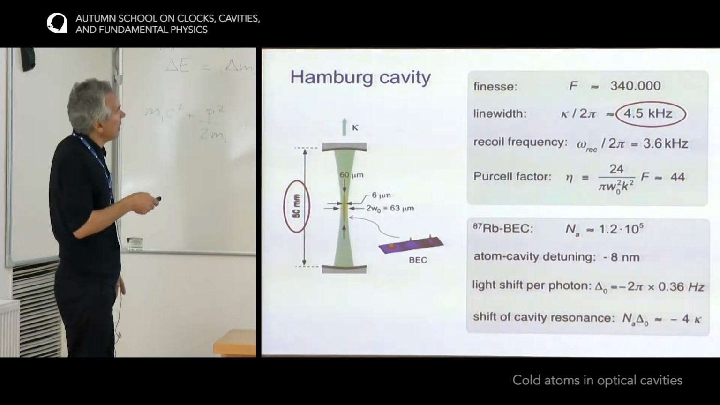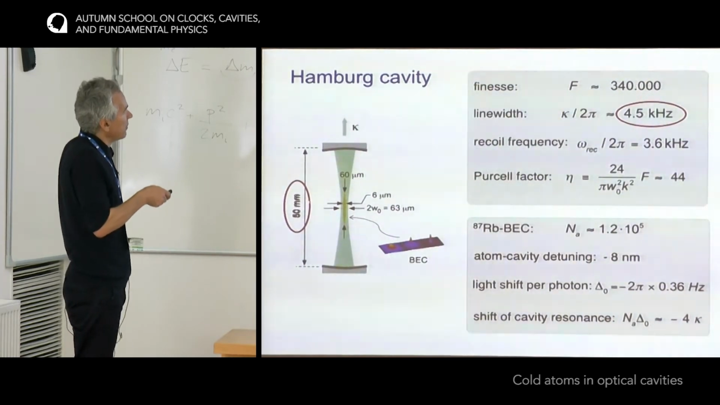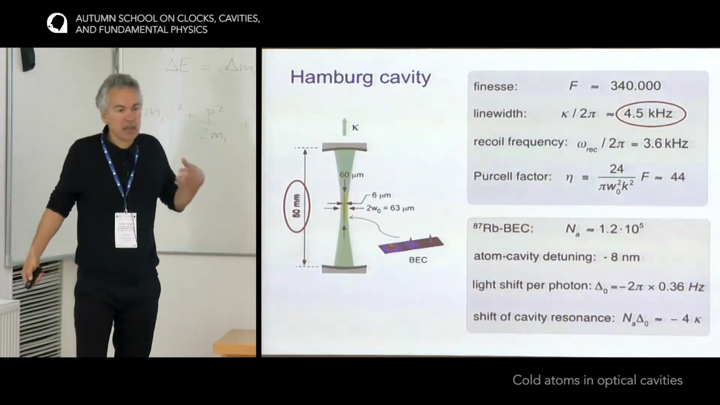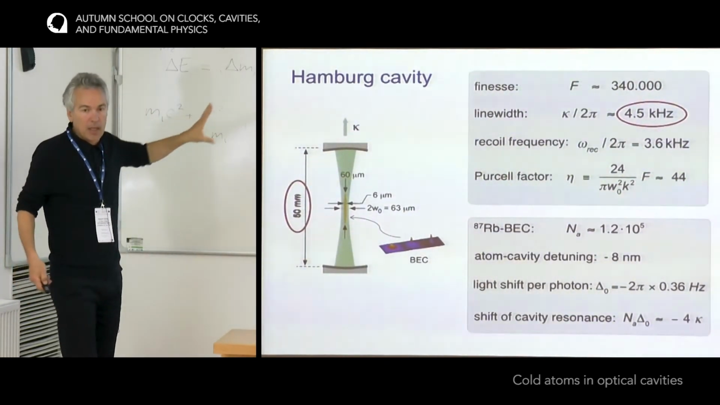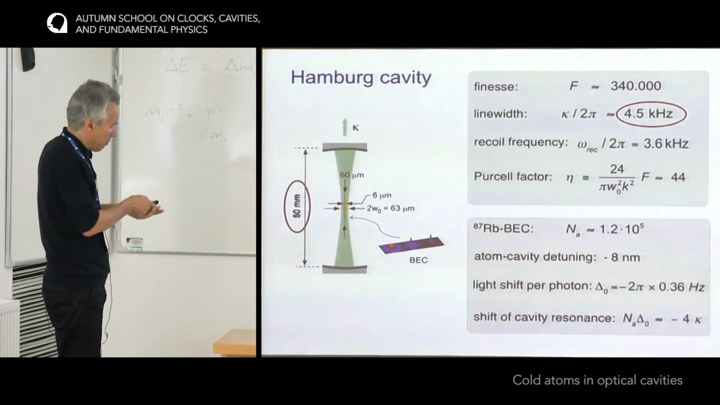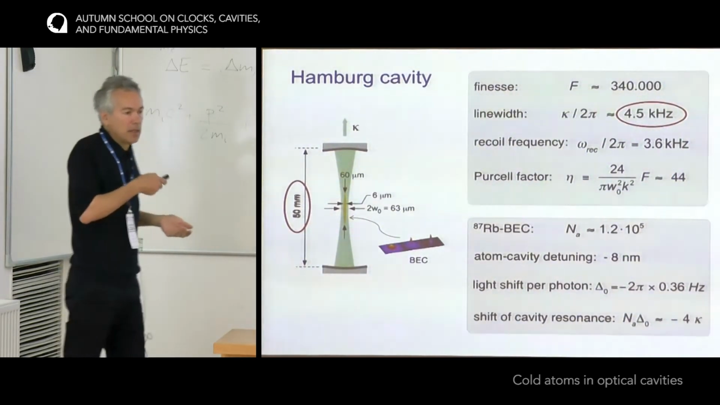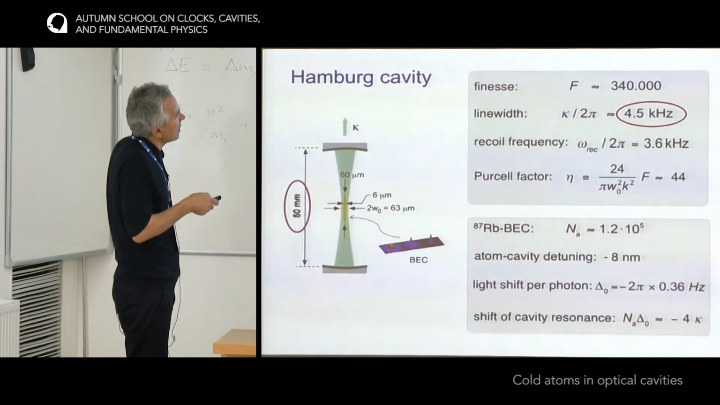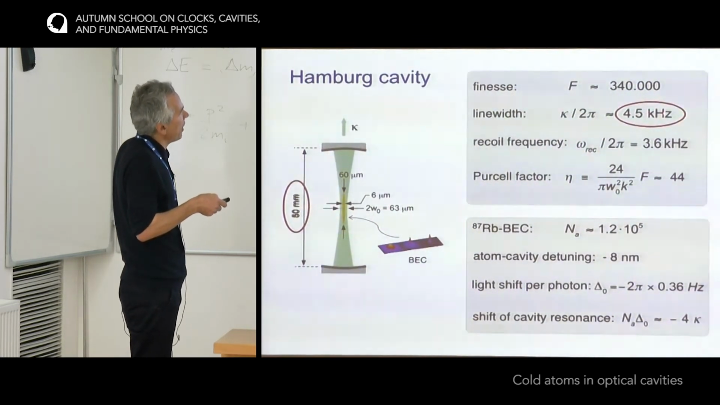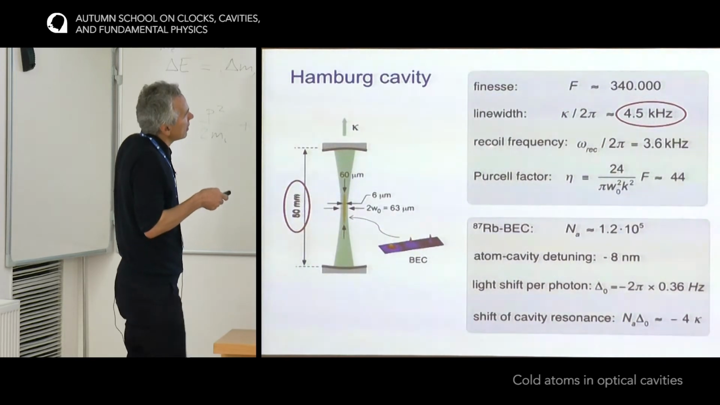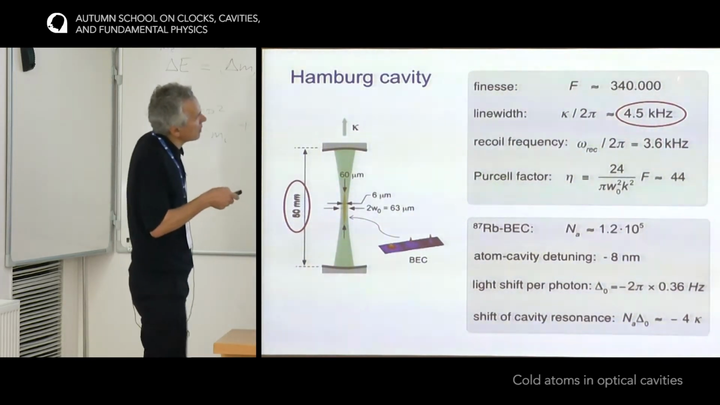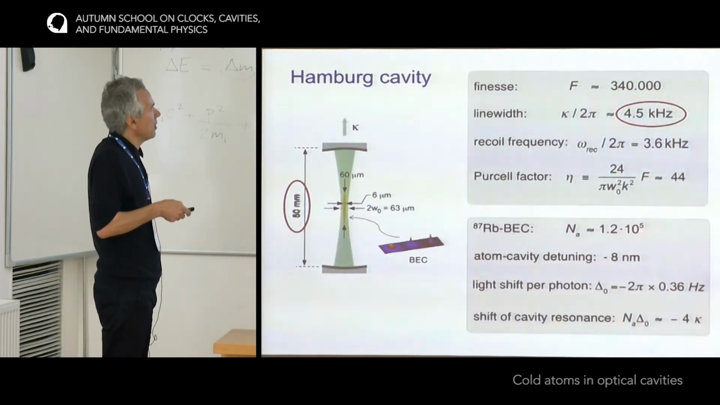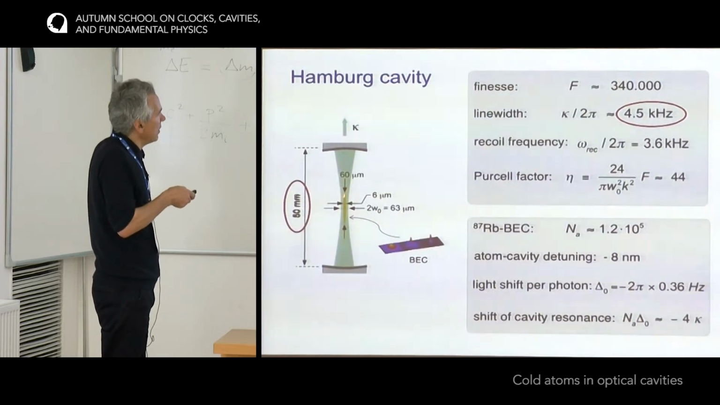To summarize that, the distance between the mirrors is 5 centimeters. Well, I'm showing that because we are experimentalists, and that's the real world here. I will bug you a little bit with these kinds of experimental numbers as well. Our finesse is 340,000. The line width is 4.5 kilohertz, which corresponds to the recoil frequency, which is 3.6 kilohertz. So this is pretty much the same order. The Purcell factor is 44. We have typically 100,000 atoms in this cavity.